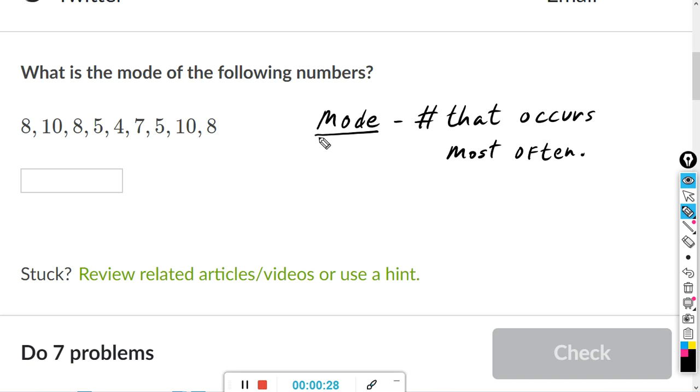And the easy way to remember mode is most often starts with an M and an O, and the first two letters of mode are an M and an O. So just think most often when you hear mode.